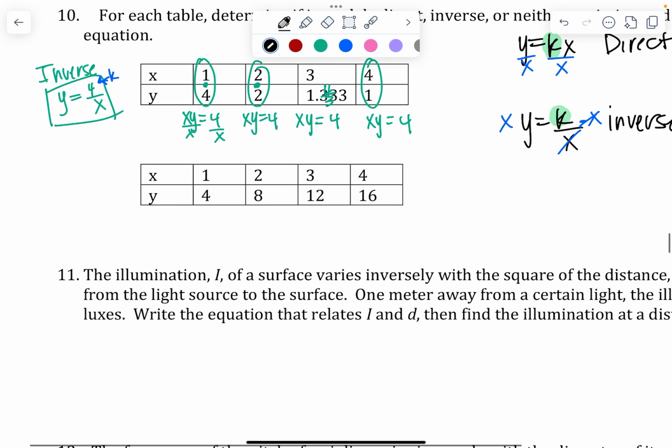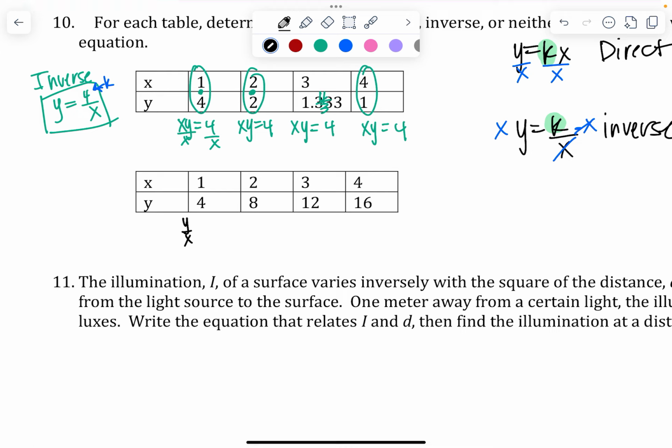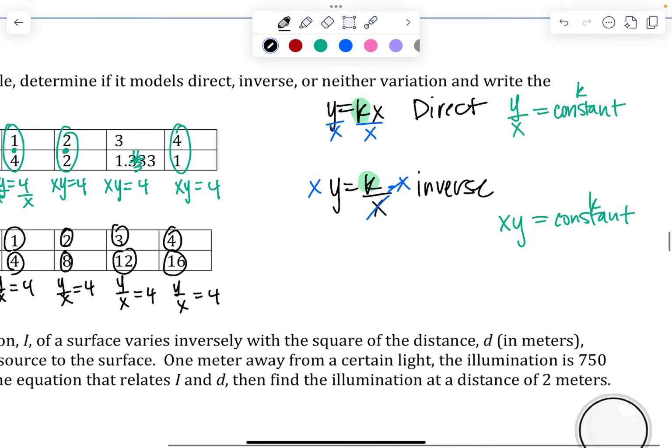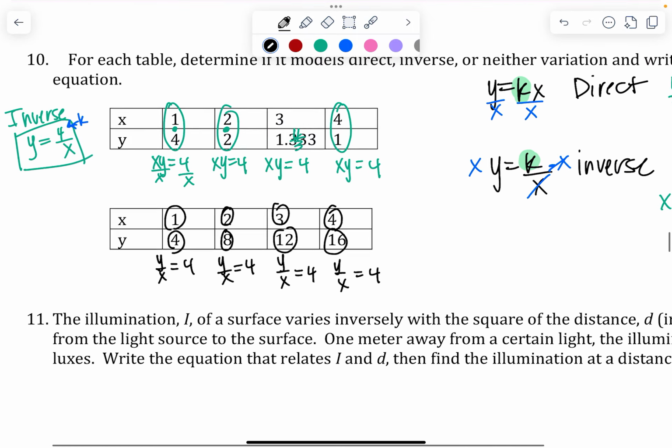Right here, if I were to multiply the variables, 1 times 4 is 4, 2 times 8 is 16. So immediately we know this isn't inverse variation. And so now let's try to divide them. So we're going to do y over x. In this case, 4 divided by 1 is 4. Here, if I divide y over x, 8 divided by 2 is 4. 12 divided by 3 is 4. 16 divided by 4 is 4. So here the ratio is constant and it's always 4.